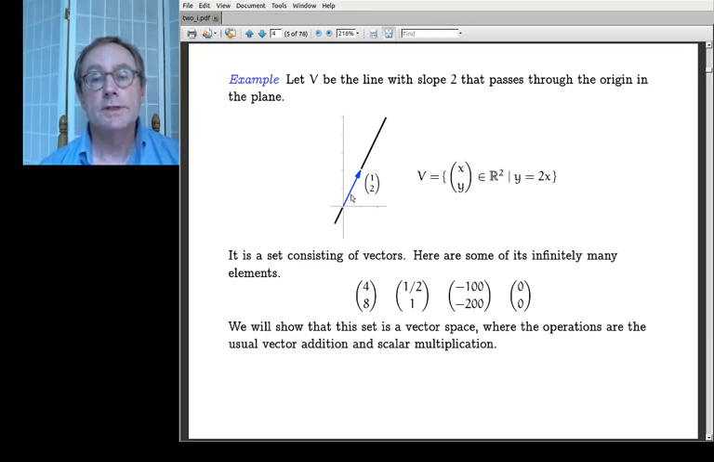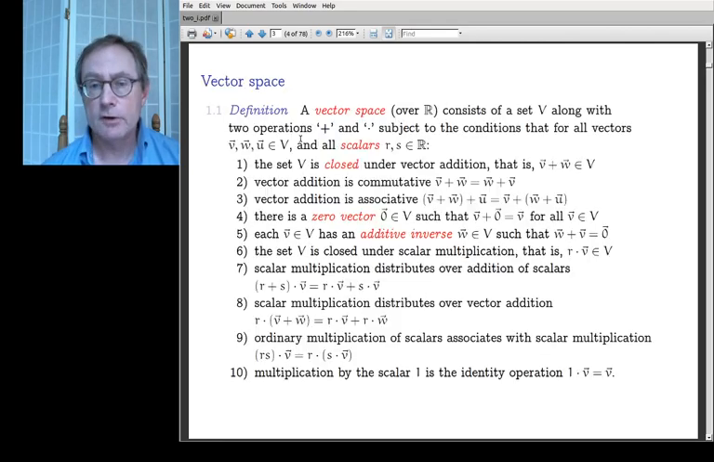It contains, for example, (1/2, 1). It also contains (2, 4). It contains (-1, -2). It contains (0, 0). So this set, capital V, is infinitely many vectors. I'm going to contend that this set satisfies all 10 of these rules.